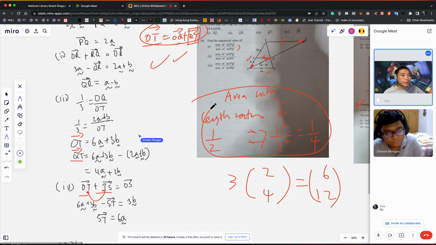So OPQ, where's OPQ? Let me see. Let's work on it together. OPQ. This one is OPQ, and this is SPQ. Yes. Looks like you need to prove this is your triangle 2, this is your triangle 1. So it looks like you need to prove it.